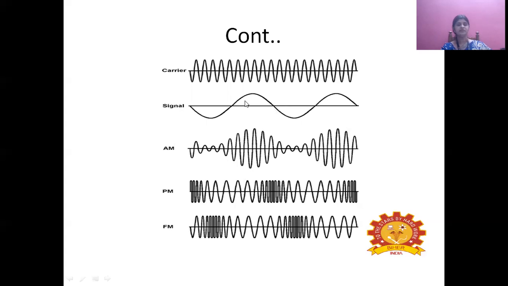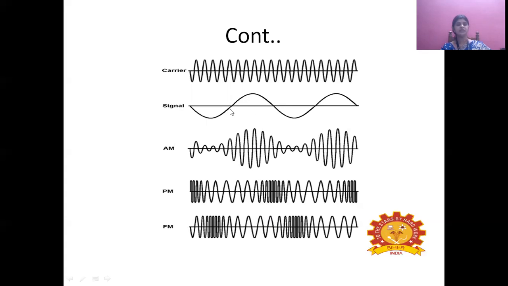So in this, if the message signal is at positive peak, the frequency of the carrier gets increased. If it is at negative peak, the frequency of the carrier gets decreased. So the frequency change occurs at maximum positive and maximum negative of the message signal amplitude. But the phase change occurs only during the zero crossings of the message signal.